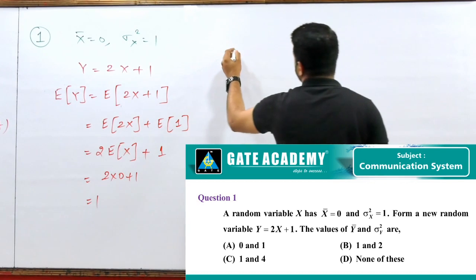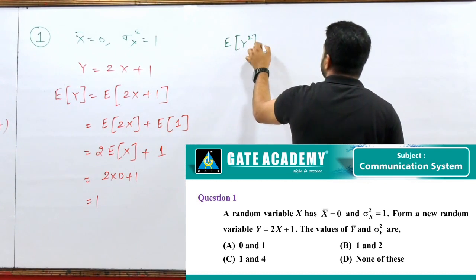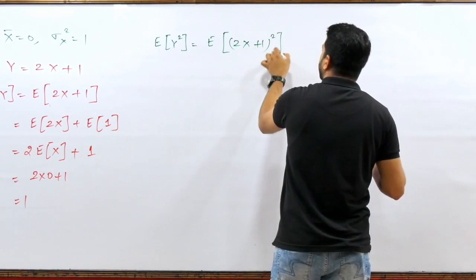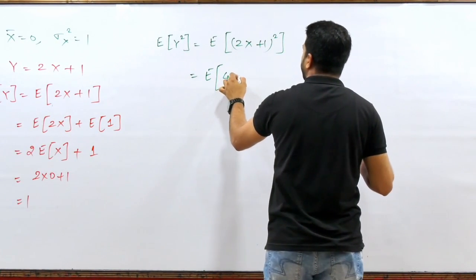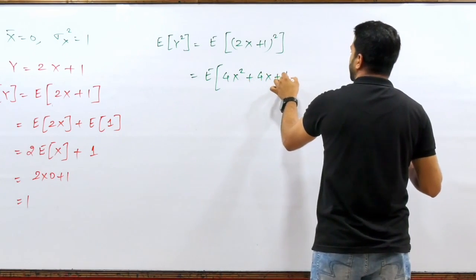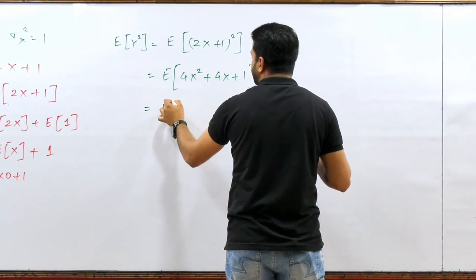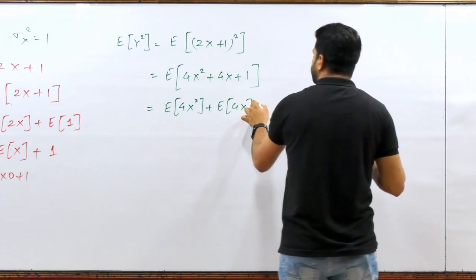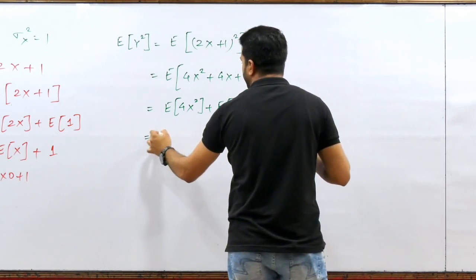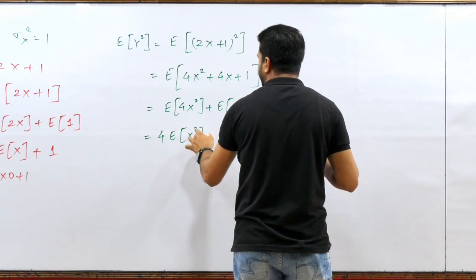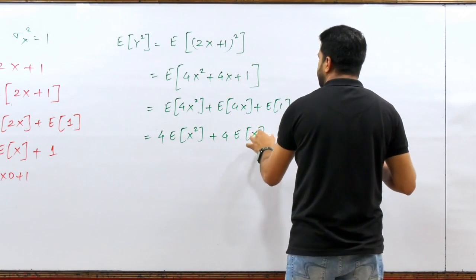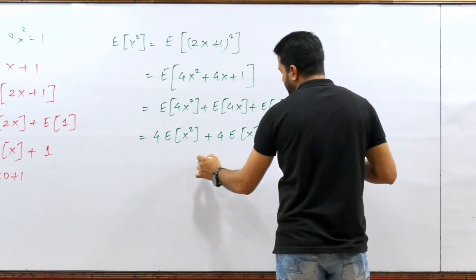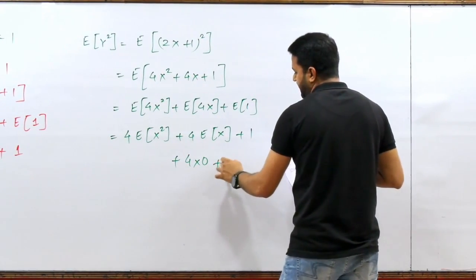Now we have to calculate the variance. So for variance we have to calculate the mean square value first. So mean square value of this is 2x plus 1 whole square, and it can be written as expectation of 4x square plus 4x plus 1. Again we can apply the expectation in the individual term. So we will get expectation of 4x square plus expectation of 4x plus expectation of 1. So expectation of 4x square is 4 times expected value of x square, this is 4 times expected value of x, and this is 1, because the mean value of a constant is the constant itself. Because the mean value of x is 0, this is 0 and this is 1.